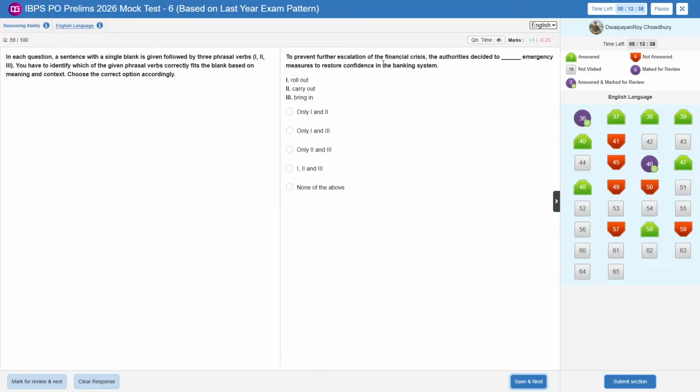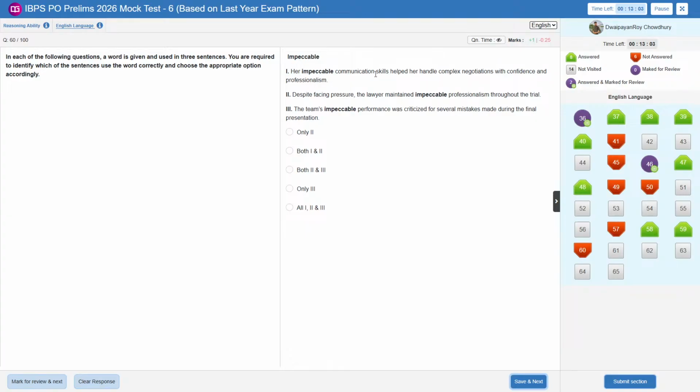To prevent further escalation of the financial crisis, the authorities decided to dash emergency measures to restore confidence in the banking system. Options: roll out, carry out, bring in, bring out. So one is definitely going to be there. I don't know if bring in is something like that. To prevent further escalation of the financial crisis, authorities decided to bring in. Okay, I'll go with all three then.